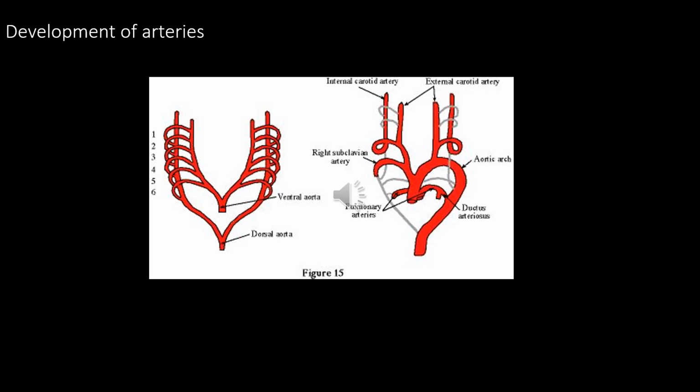If you remember, the aorta itself is in the posterior mediastinum, at least the descending thoracic aorta and the abdominal aorta. They are all in the back of the body, in the posterior abdominal wall. That's why it's called dorsal aorta.